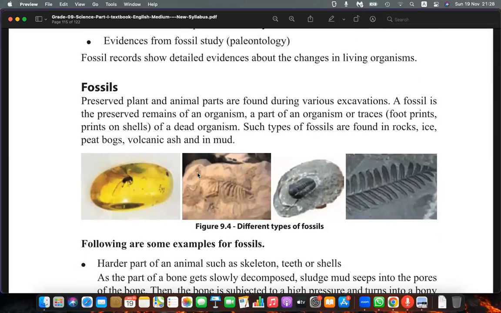Here you can see these are fossils. Fossils can be of different types. These are kind of seals in the earth crust. See, a seal in the earth crust.